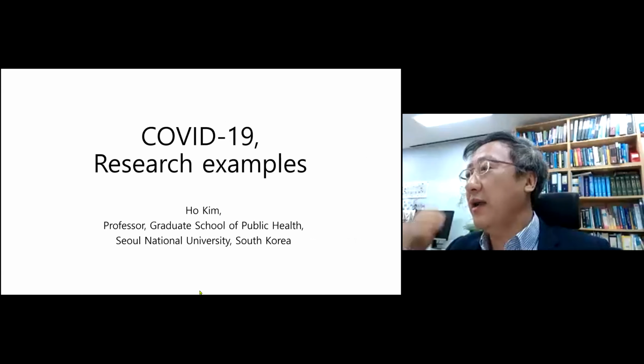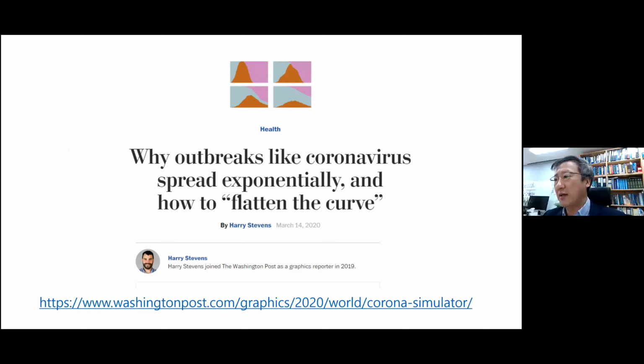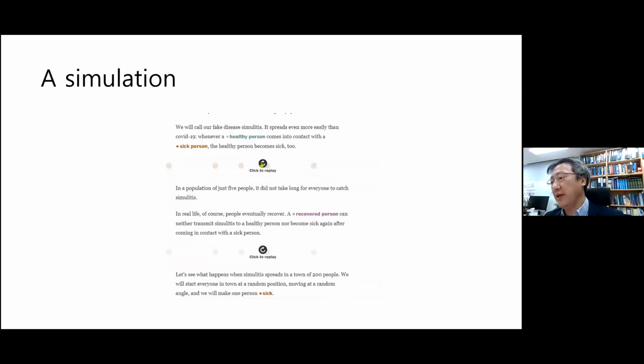So today, I started with some motivation on flattening the curve. This is not my original work, but some reporter, Harry Stevens, has a very nice website at the Washington Post. So let us start doing some simulation by him. A healthy person is infected after contacting a sick person like this, 100% for the simulation purpose.